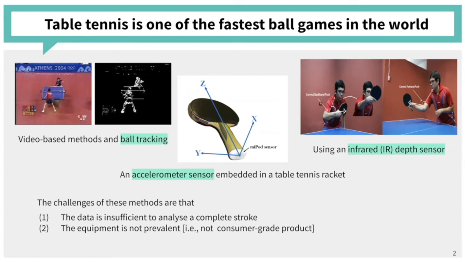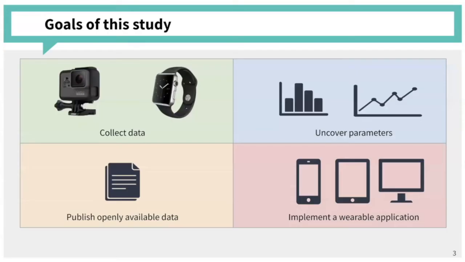However, the challenges of these methods are the insufficient data to analyze a complete stroke, and the non-prevalent equipment, which is difficult to reach for users. So, in this project, to deal with those issues, we collect data from video and smart sensors from consumer-grade products. Then we analyze and uncover the parameters that distinguish between standard and beginner players.